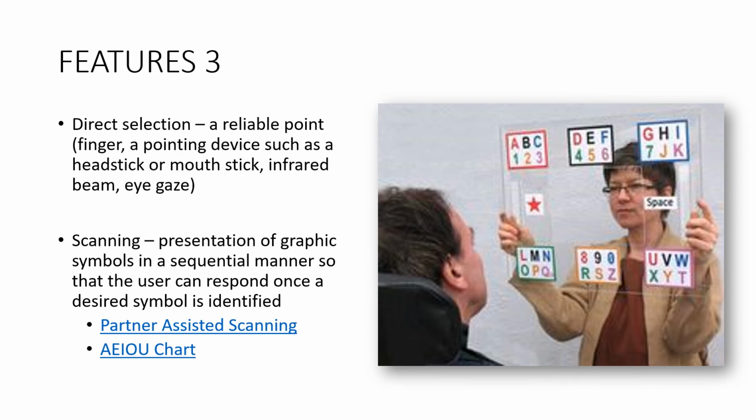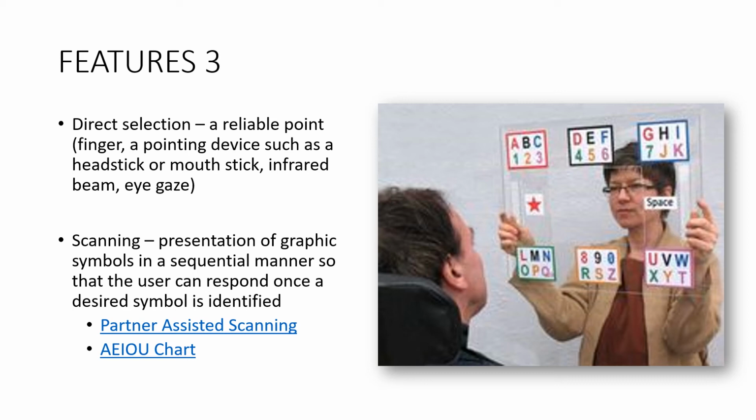Then there are now different types of selection. Okay, the first one is called direct selection, and the other one's called scanning. So direct selection is a reliable point, right? So that means using a finger to reliably point at something, or it could be a pointing device such as a head stick or a mouth stick or a chin stick, or it could be an infrared beam or an eye gaze. So it really does depend.